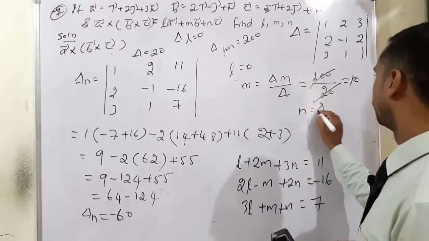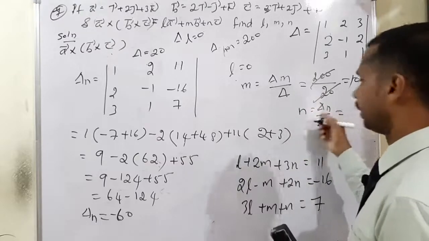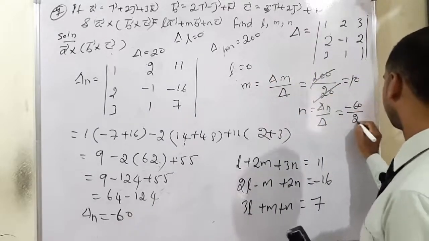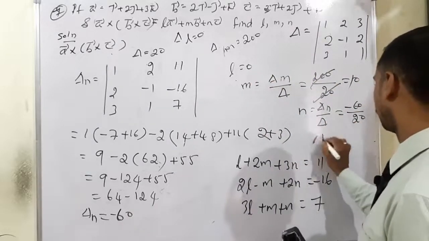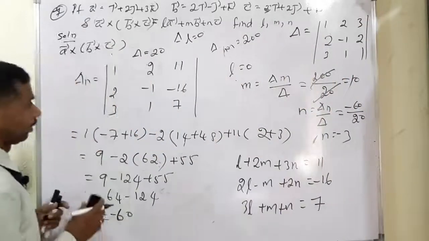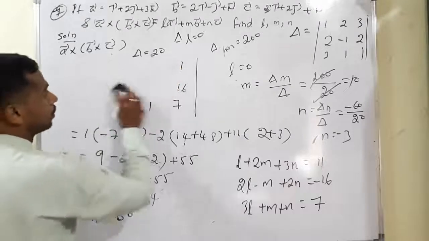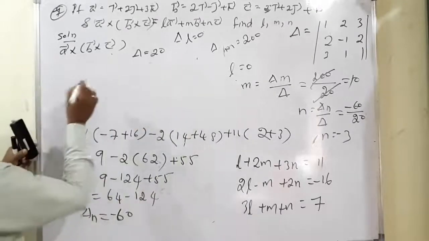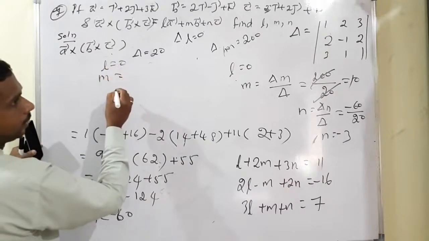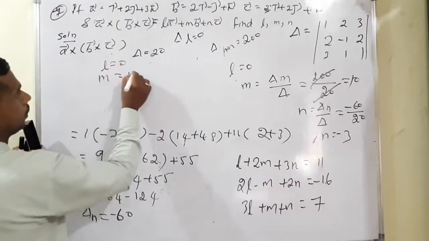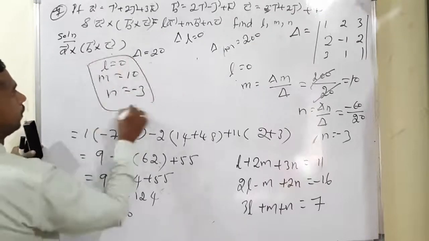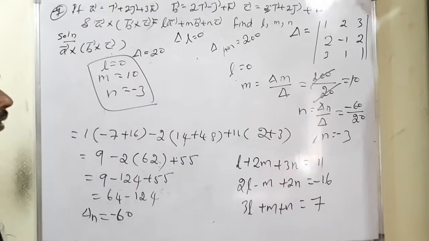Then n means del n divided by del. Del n is equal to minus 60. Minus 60 divided by 20 means n is equal to minus 3. Therefore, what are the values? The final answer: L is equal to 0, m is equal to 10, n is equal to minus 3. This is the answer for exercise 6.3, question number 7.